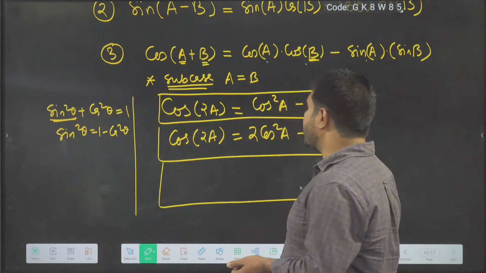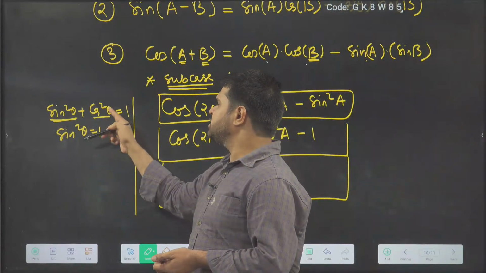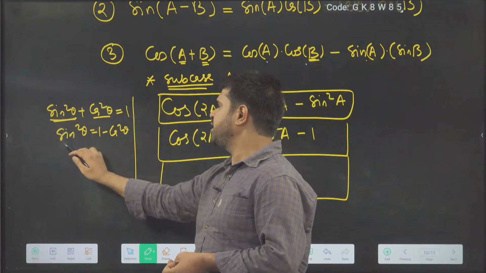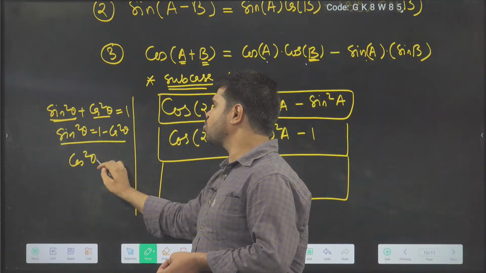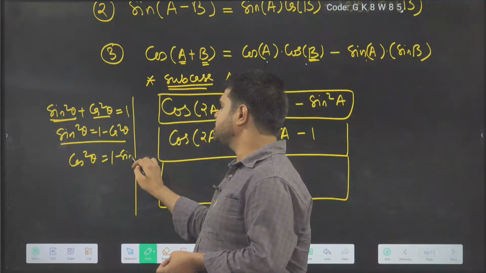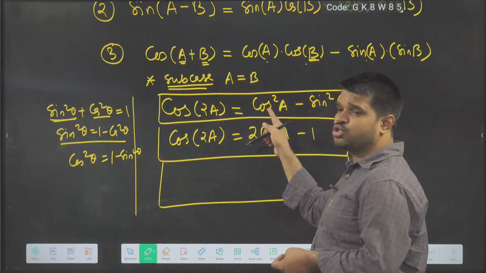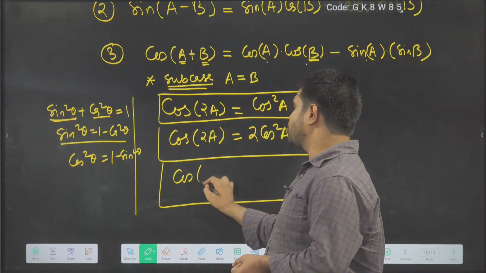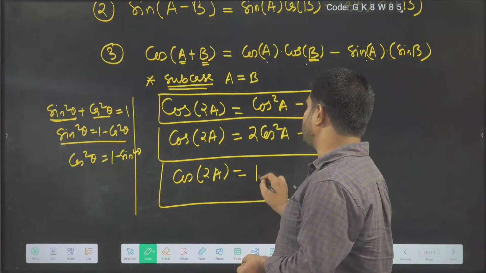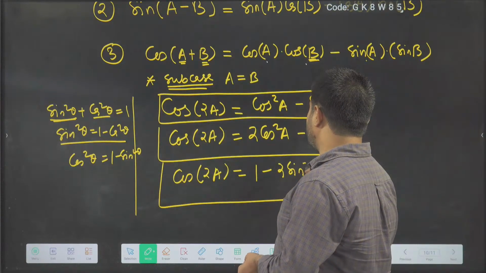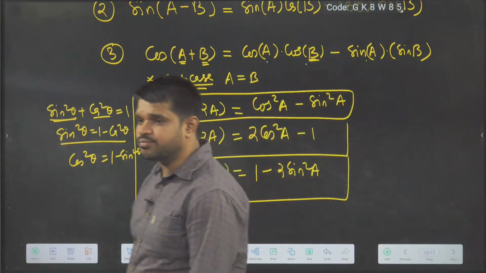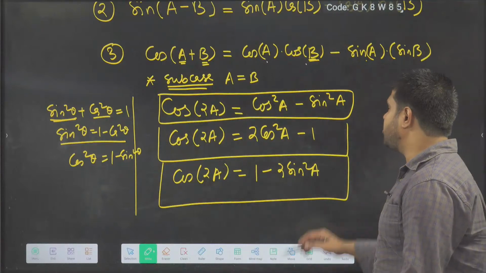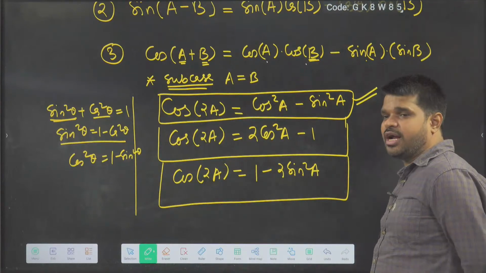Or you can do the opposite here. Instead of sine, you send sine on this side. So you can also write cos square theta as 1 minus sine square theta. When you substitute cos square A as 1 minus sine square A, you get the third version. So cos 2A is equal to 1 minus 2 sine squared A. Write it. All this is in math, but they will be used in physics. That's why we are discussing it now.